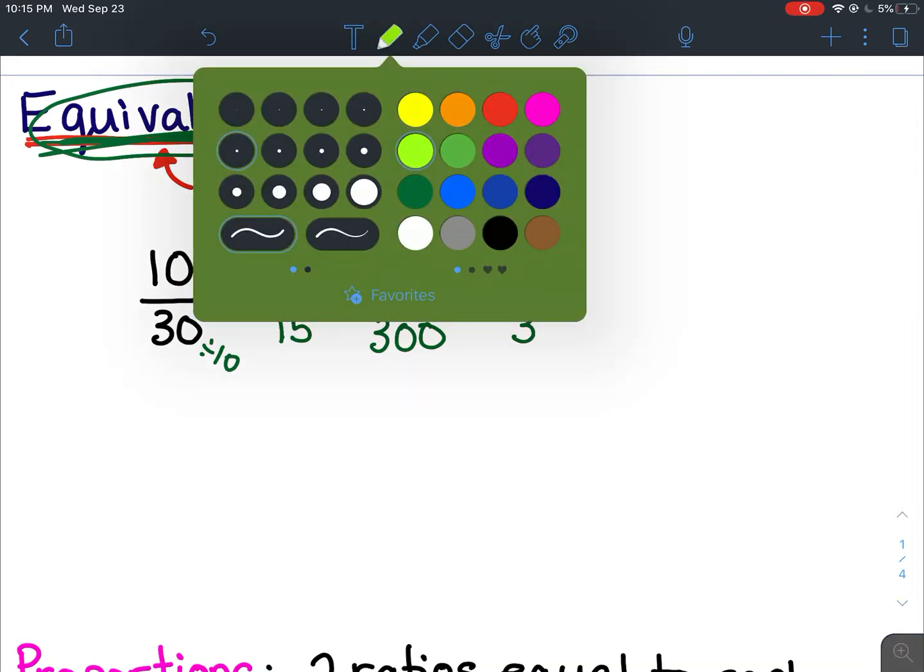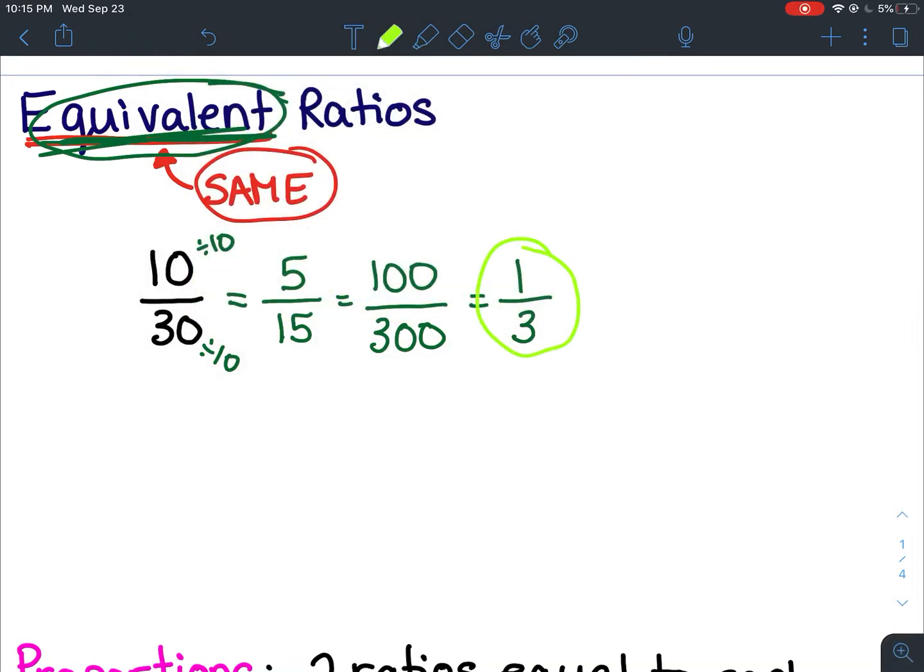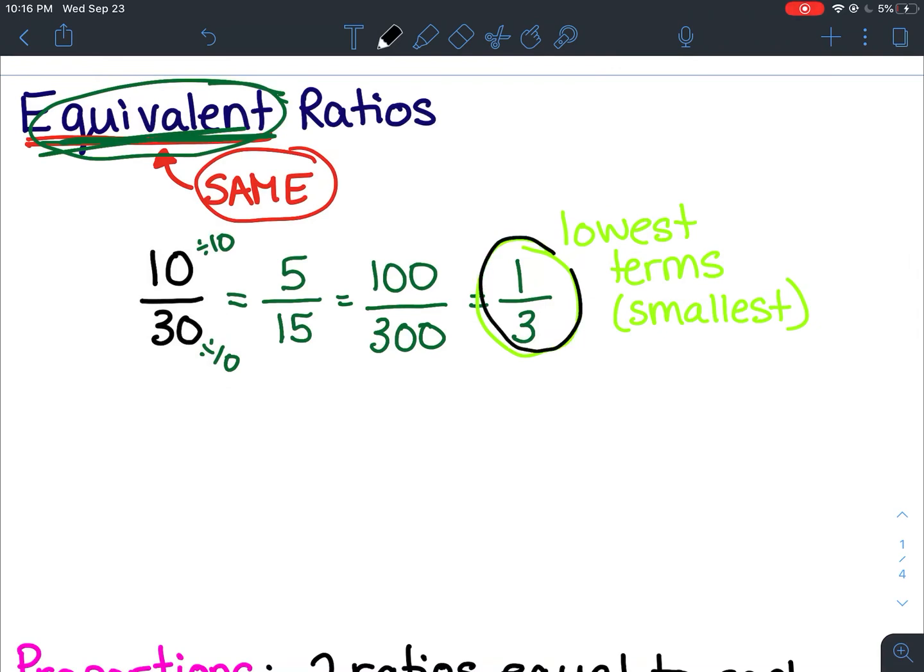And there's a special one in this mix, and that's this guy. It's special because we say that it is in lowest terms, which means it's the smallest it can be without becoming a decimal. Okay, so those are equivalent ratios, and this guy right here is in the lowest terms.